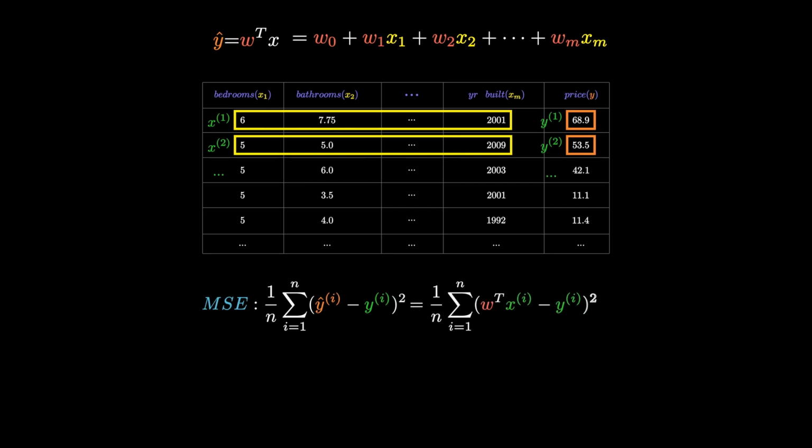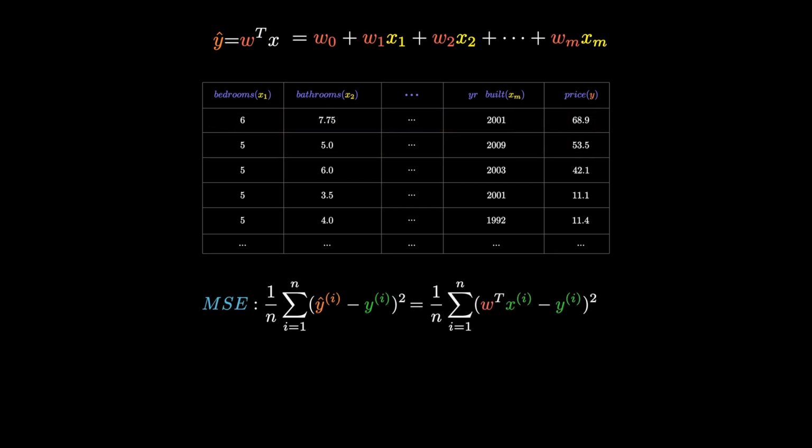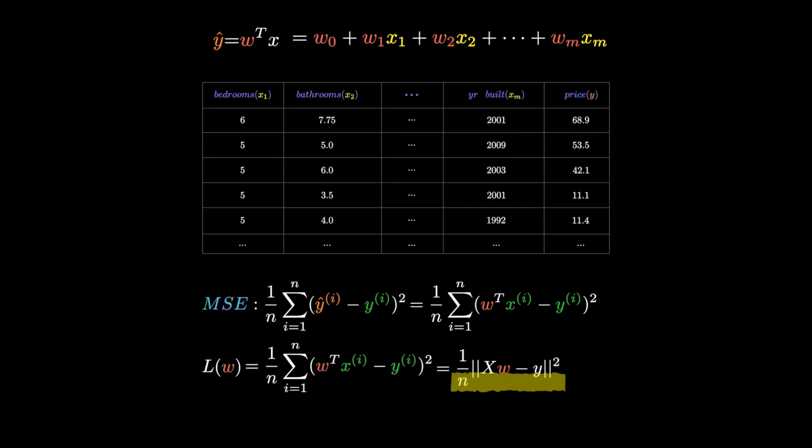But when I look at the vector formula, that sigma symbol kind of bothers me. Wouldn't it look much cleaner if we expressed it using matrix and vector multiplication instead?